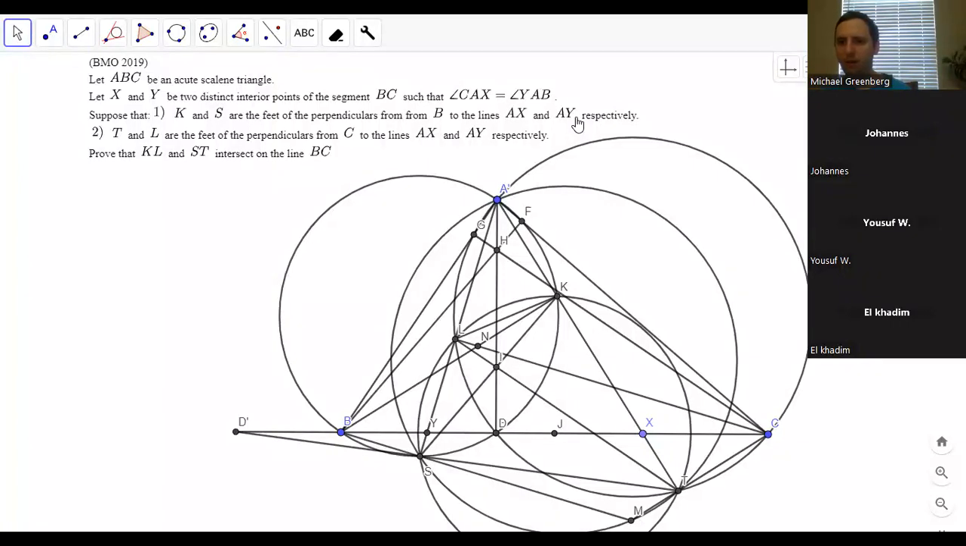T and L, the feet of perpendicular from C to AX.